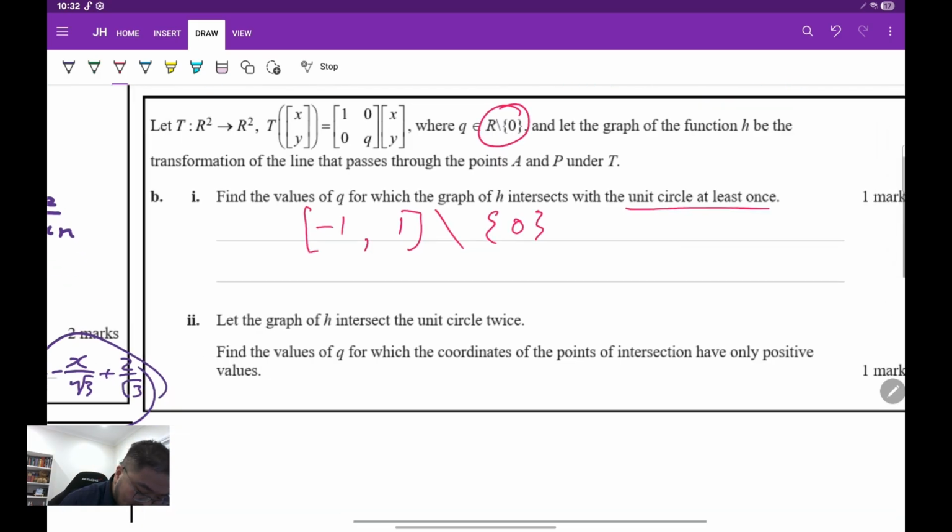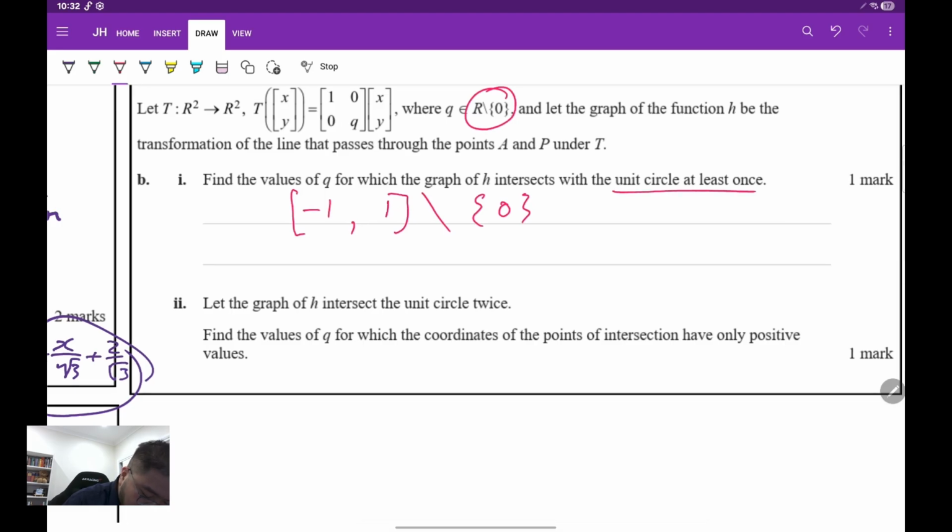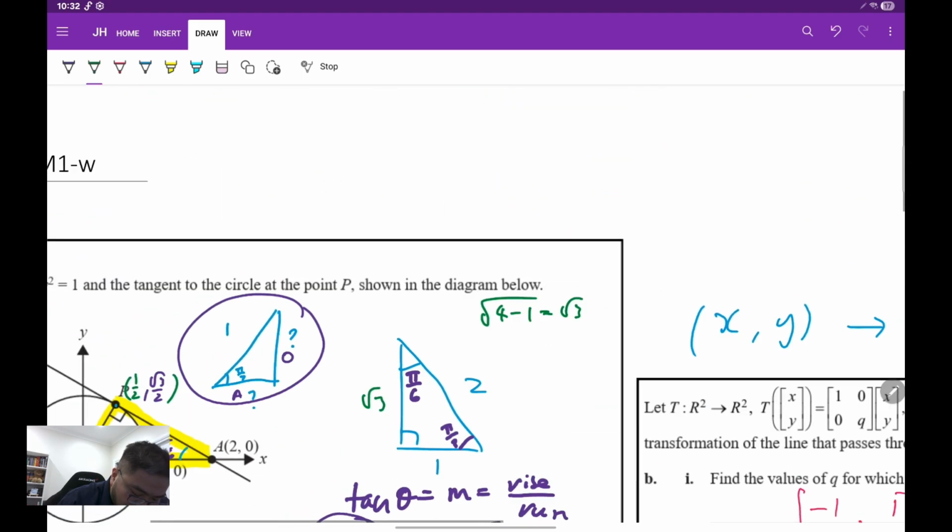Now the next question says, let the graph h intersect the unit circle twice. Find the values of q for which the coordinates of the points of intersection have only positive x values. So let's deal with this one at a time. It says here it intersects twice. So if it intersects twice, we know the values for q. We just work that one out.